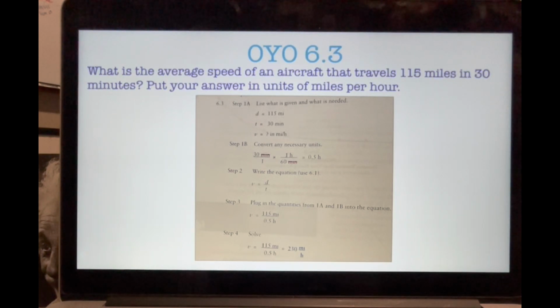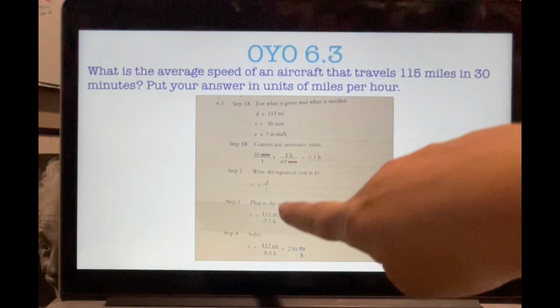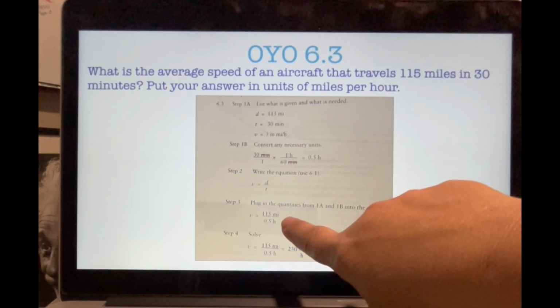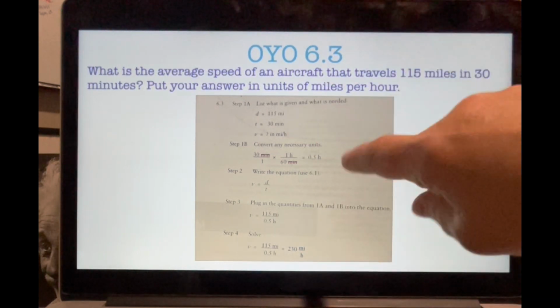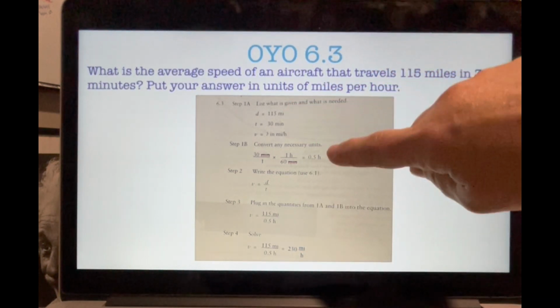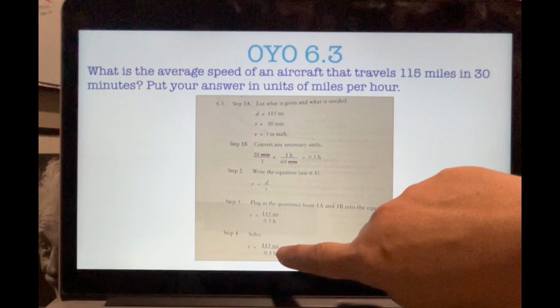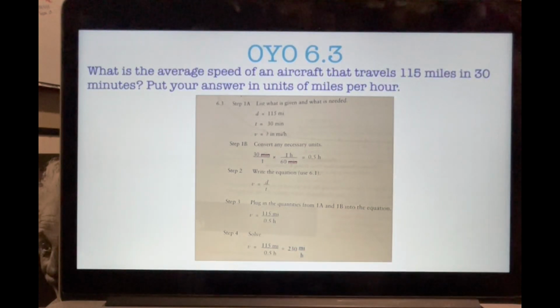Step 2, write the equation that we're going to use. Speed equals distance over time. Step 3, plug in the quantities from 1a and 1b into the expression. So we have our distance and we have our time. We solve the problem and we get our speed as 230 miles per hour.